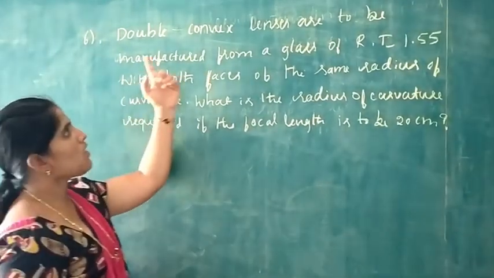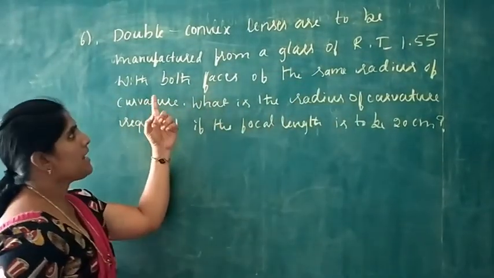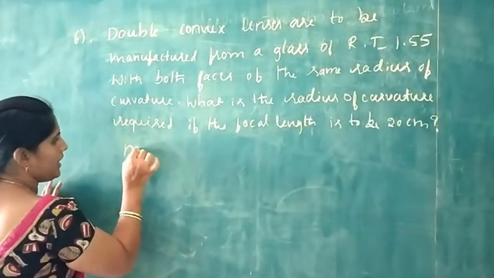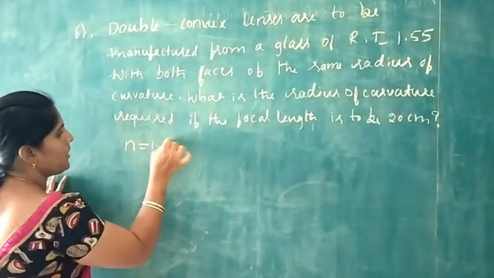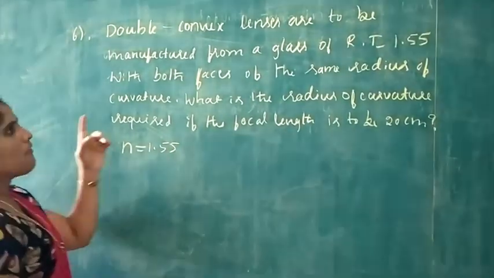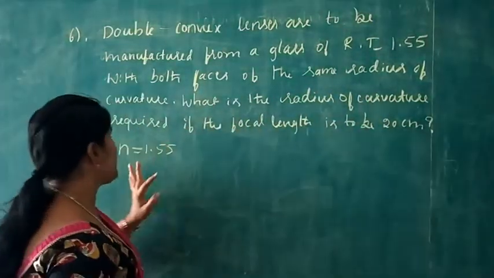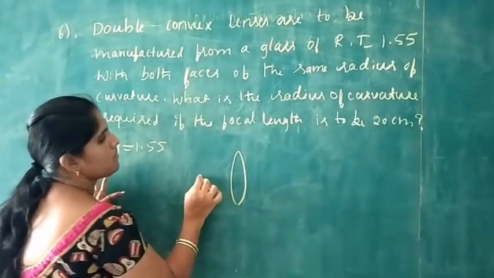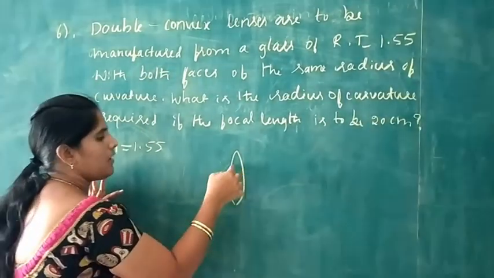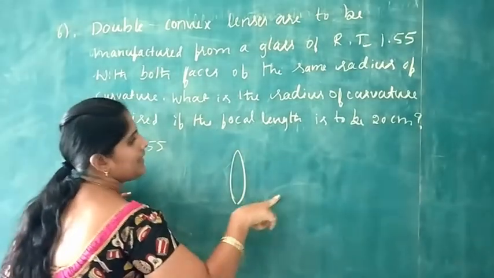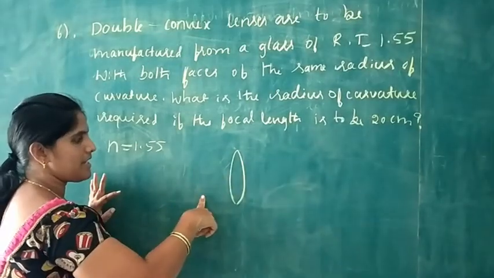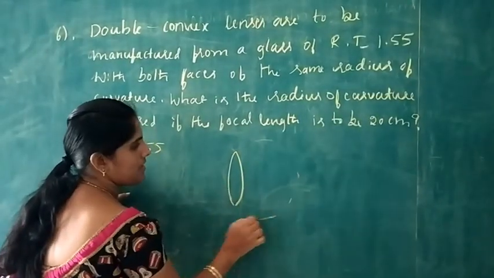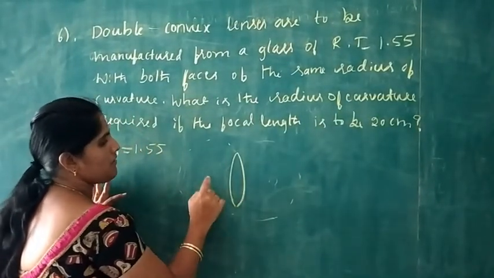Double convex lenses are to be manufactured from a glass of refractive index 1.55. That is, the refractive index of the double convex lens is n is 1.55, with both the faces of the same radius. Both these faces have the same radius of curvature. So this is a double convex lens. The radius of curvature of the first surface lies on the right side, and the radius of curvature of the second surface lies on the left. This is R1, the radius of curvature of the first surface, and this is the radius of curvature of the second surface, that is R2.